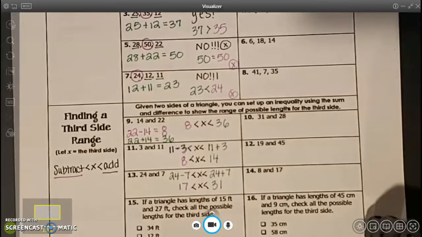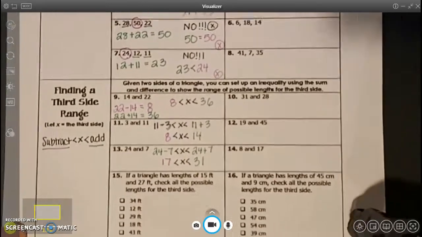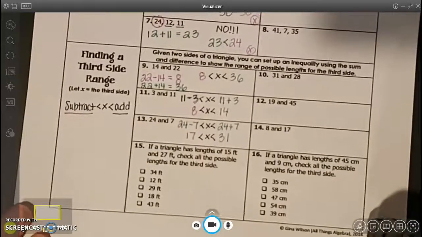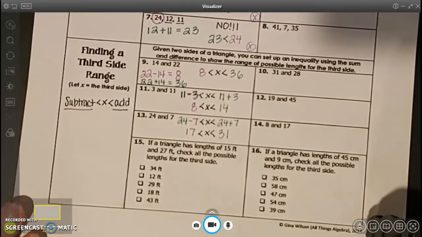All right, so number 15, it says if a triangle has lengths of 15 feet and 27 feet, check all the possible lengths for the third side. So let's go ahead and find the range. Let's do 27 minus 15. And in the middle there, it's going to be 27 plus 15.